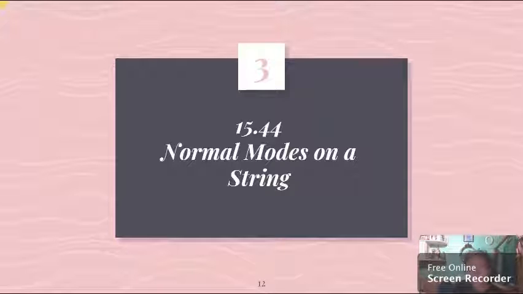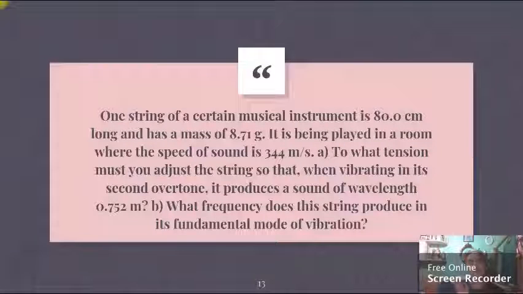So for our last problem, it is all about the normal modes on a string. The problem is: one string of a certain musical instrument is 80 centimeters long and has a mass of 8.71 grams. It is being played in a room where the speed of sound is 344 meters per second. To what tension must you adjust the string so that when vibrating in its second overtone, it produces a sound of wavelength 0.52 meters? What frequency does this string produce in its fundamental mode of vibration?